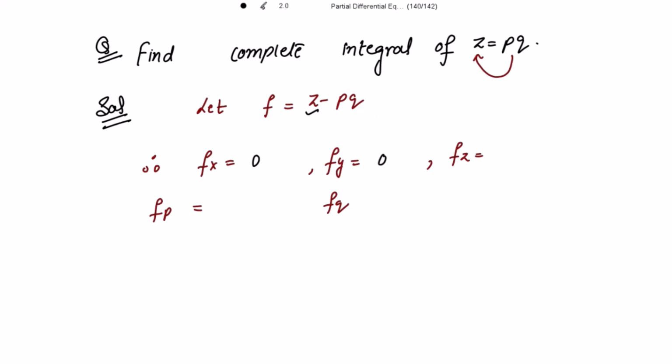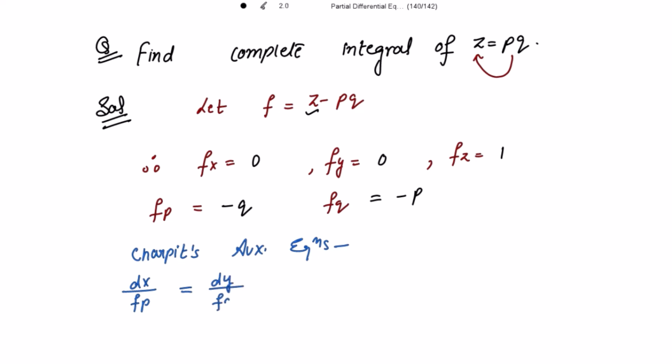Differentiating f with respect to z is 1. Differentiating f with respect to p is minus q. Differentiating f with respect to q is minus p. Okay, now we write Charpit's auxiliary equations. We have to put all these values. First I am going to write the equations. So this is dx divided by fp, dy divided by fq, dz divided by p into fp plus q into fq.